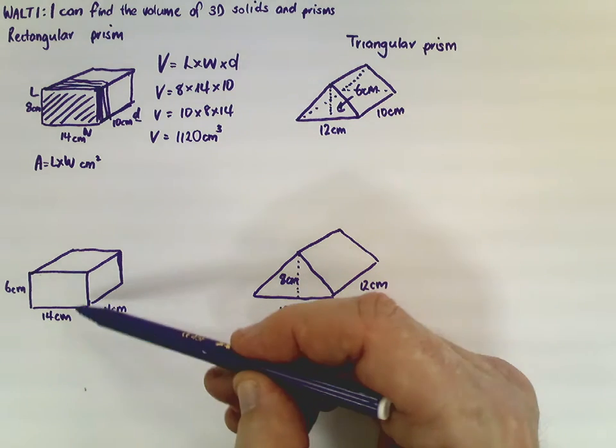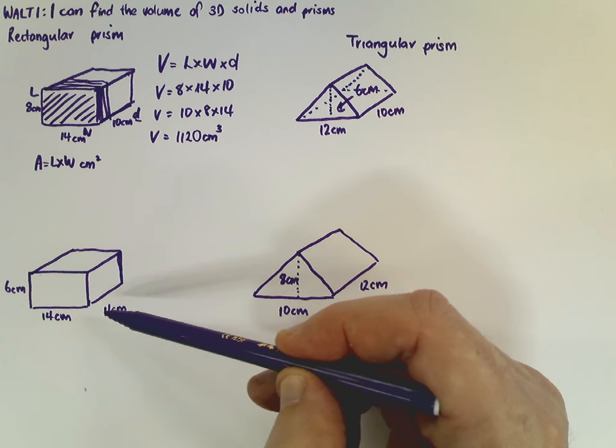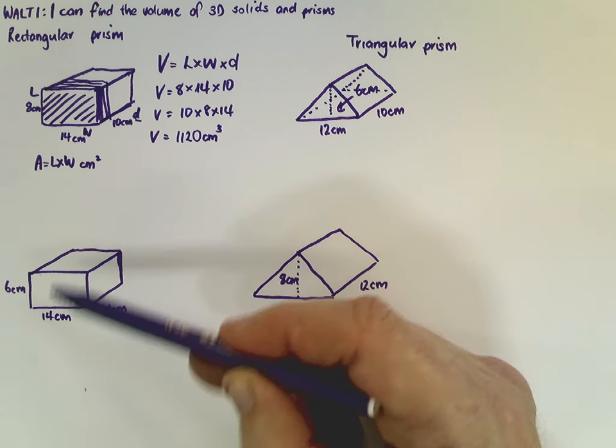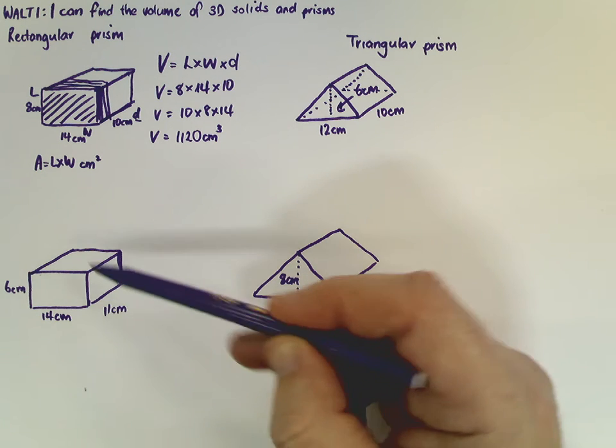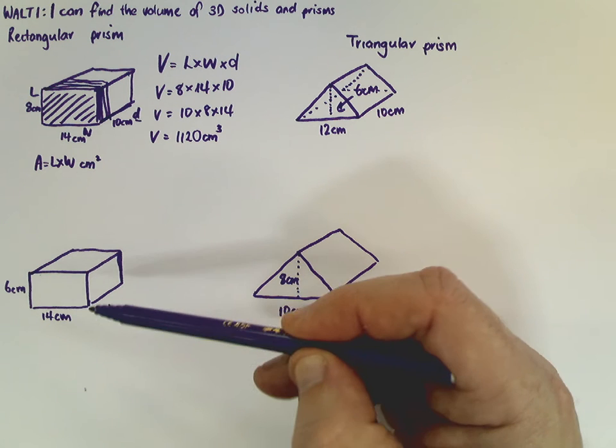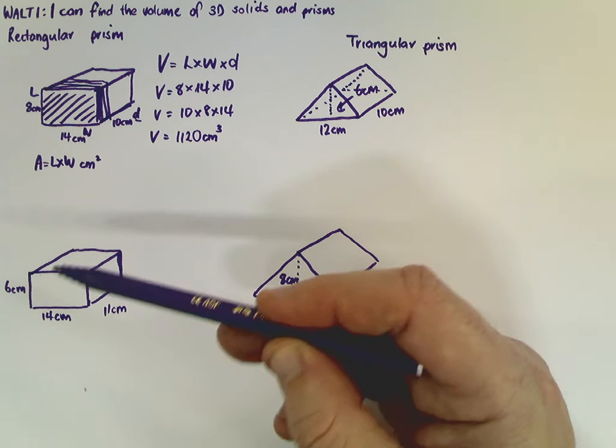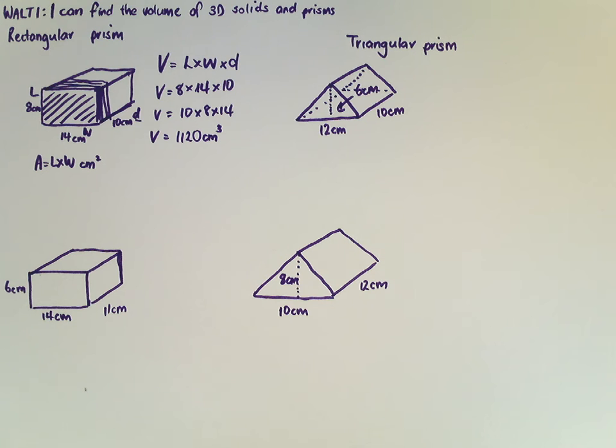So if we have a look at this one down here, we've got 6, 14, and 11. So that's your paired problem. Now I'll pause the actual video and see if you can do this. And I'll give you just a couple of seconds to do that.